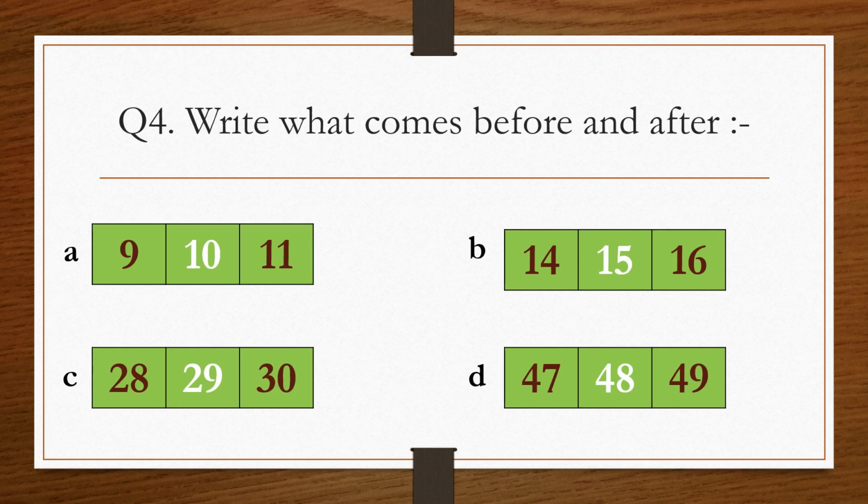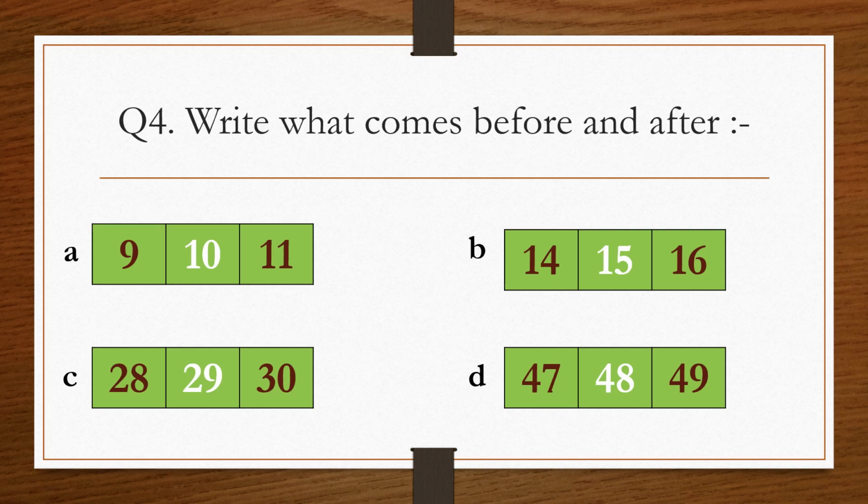Students, always remember that if a question asks you to write what comes before and what comes after, that means on the left hand side you have to write what comes before the number given in the question, and on the right hand side, if a blank is given, in that blank you have to write what comes after that number.